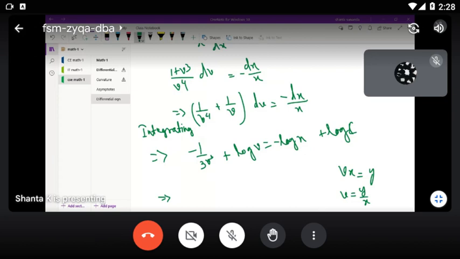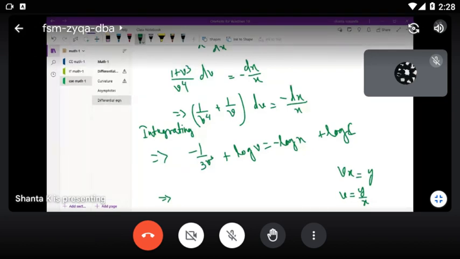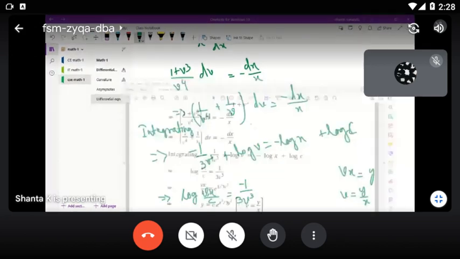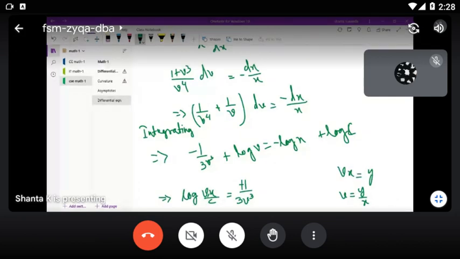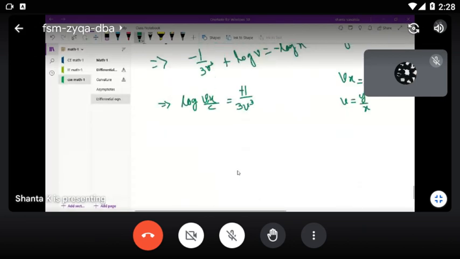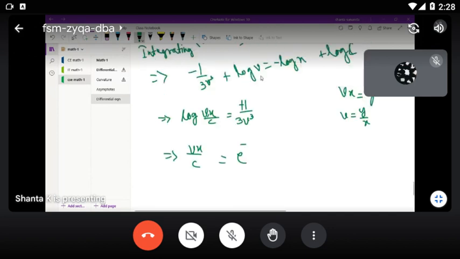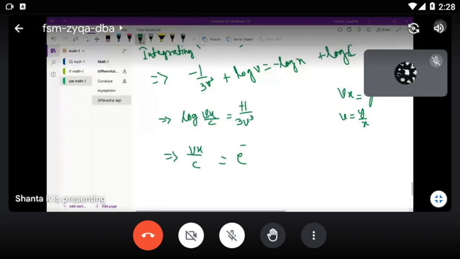Okay, now again we substitute this one and we have arrived here vx. This will be log vx by c equals to minus 1 by 3 v cube plus. So now vx by c equals to e power 1 by 3 v cube.